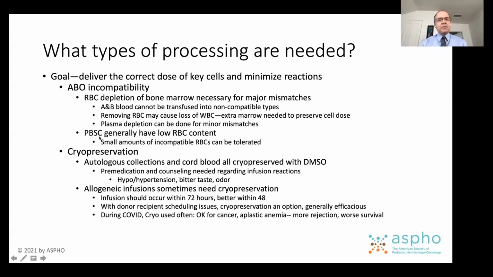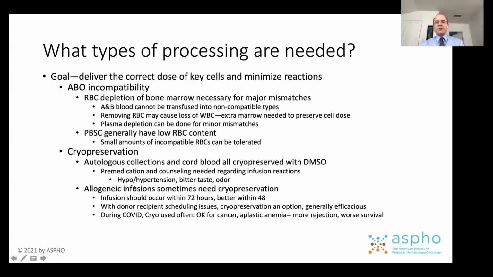Less of a problem for PBSC, because PBSC generally have very low red cell content, and you measure that content. There are certain amounts of incompatible red cells that you can actually give to your patient, so keep that in mind. And that's known and understood. It's only a small amount, maybe 1 to 2 cc's per kilo, and no more than 25 cc's generally are the cutoffs that we consider. But bottom line is you can give a small amount. So many times if you have a PBSC product and it has a little bit of red cells in it, you're going to be okay, even if it's ABO incompatible.